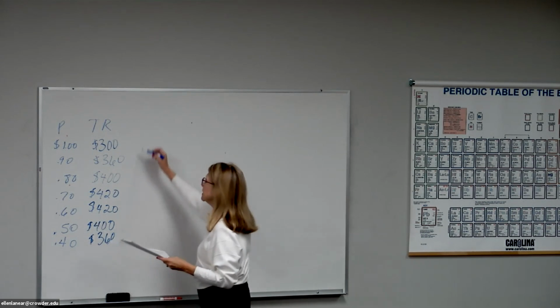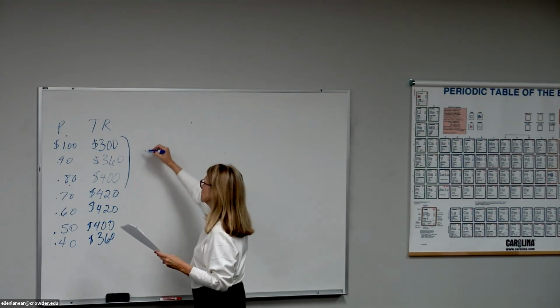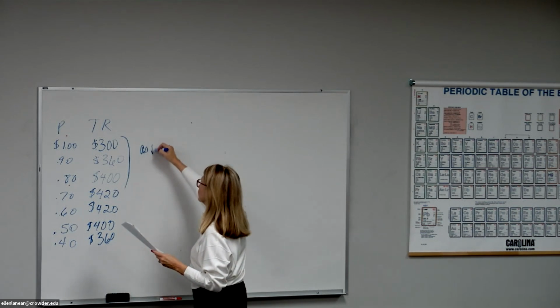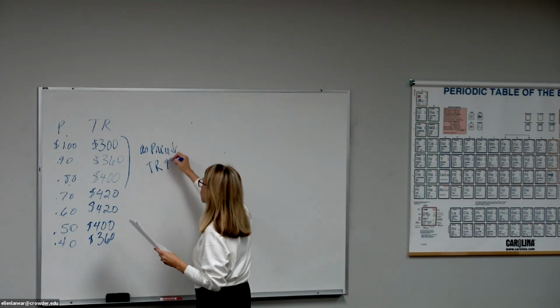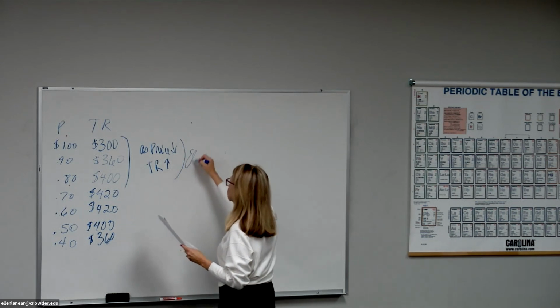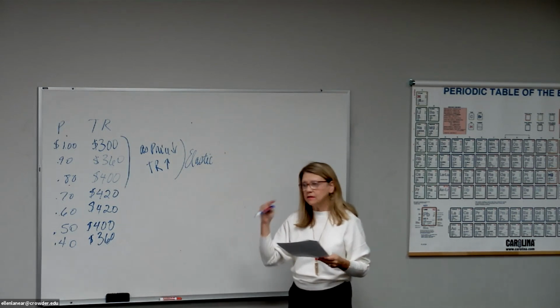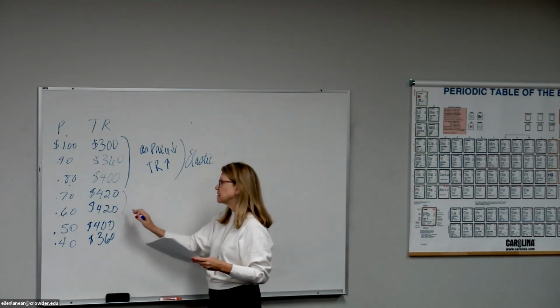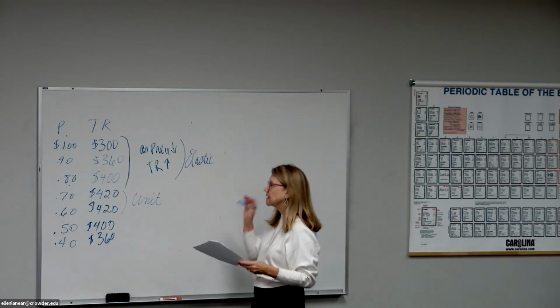So we see that as price decreases, total revenue increases when it's elastic. So they can reduce the price and have more revenues. Unit elastic is from 70 cents down to 60 cents, unit elastic.